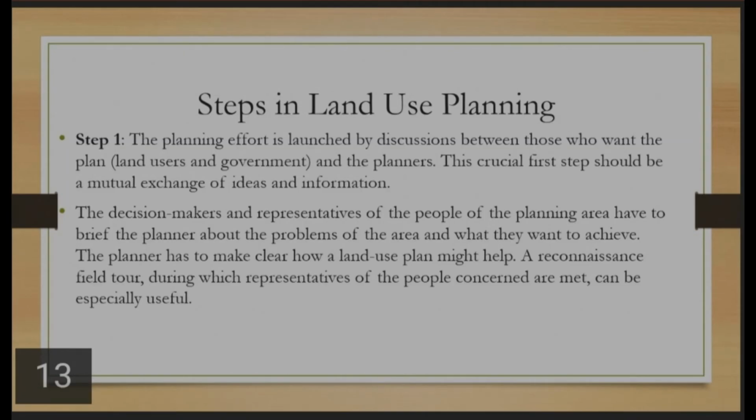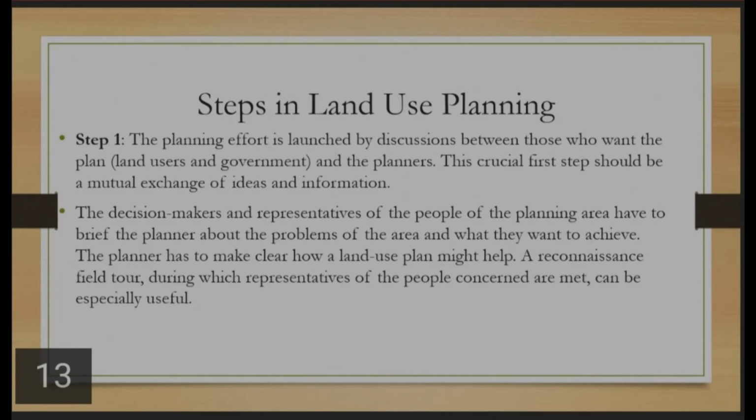Steps in land use planning. Step 1. Establish goals and terms of reference. The planning effort is launched by discussion between those who want the plan, land users and government, and the planners. This crucial first step should be a mutual exchange of ideas and information.